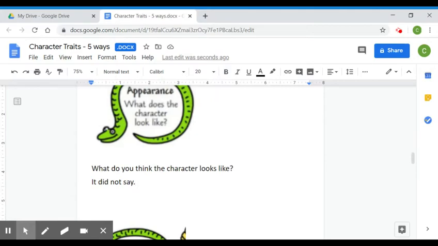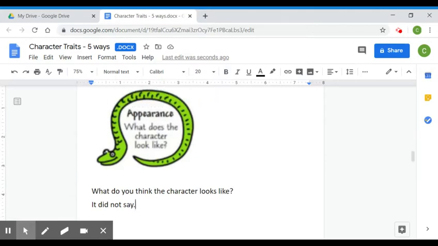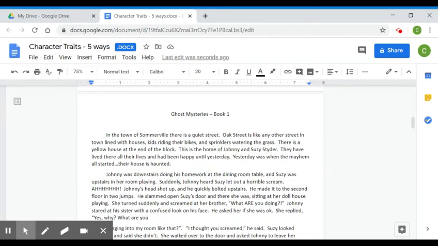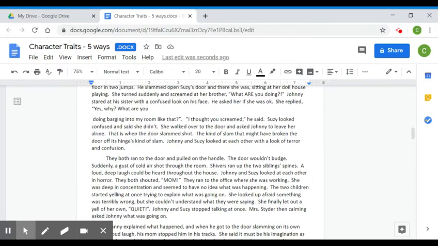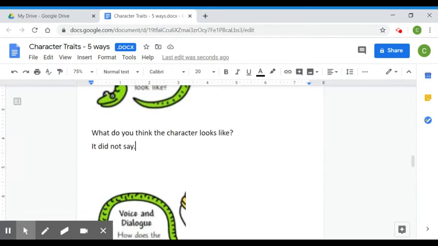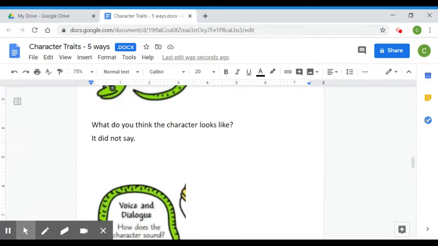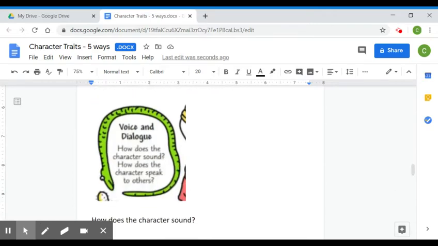So I'm going to write, it did not say, because when I go back to the story and read at the beginning, this is the home of Johnny and Susie Stider. They've lived there all their lives and been happy until yesterday. Yesterday was when the mayhem started. Their house was haunted. Johnny was downstairs working on the dining room table doing his homework. It didn't say what he looked like, so I don't know. So this is left to your imagination, and you've got to think about it and imagine what Johnny would look like. What does Johnny look like to you? I'm not sure. So, moving on.